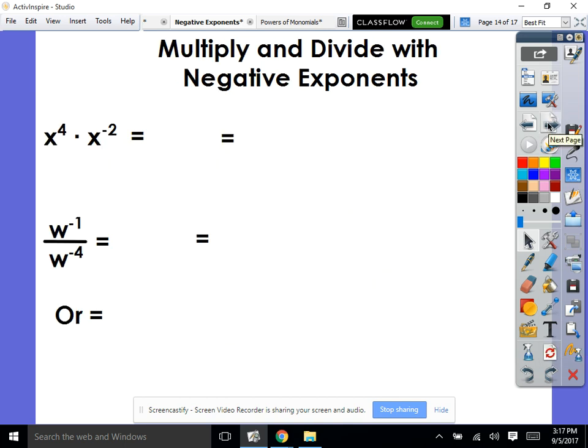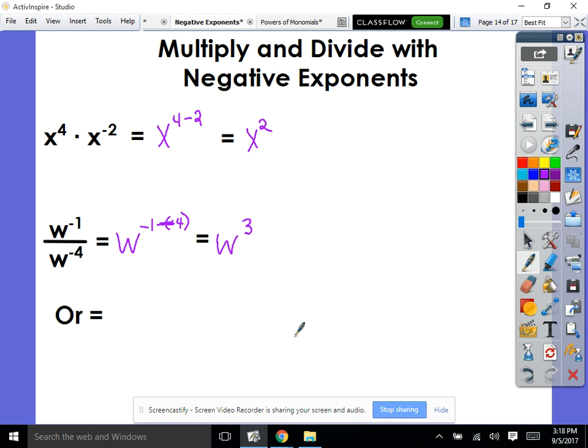All right, multiplying and dividing with negative exponents. Well, we know when we multiply, we add. So we have x to the 4 plus negative 2. And remember, I want to get down to just one sign, so plus negative is the same thing as minus 2. And that gives us x squared. All right, so here we have w to the negative 1 minus negative 4 because we're dividing. That really says negative 1 plus 4, so that would give us w to the third power.